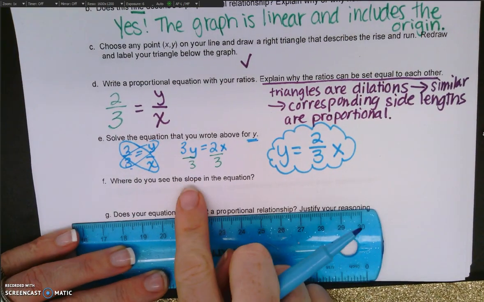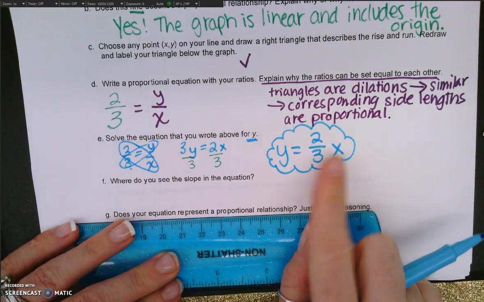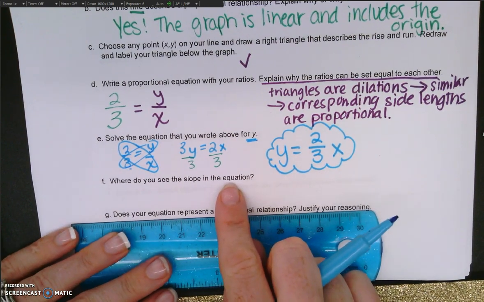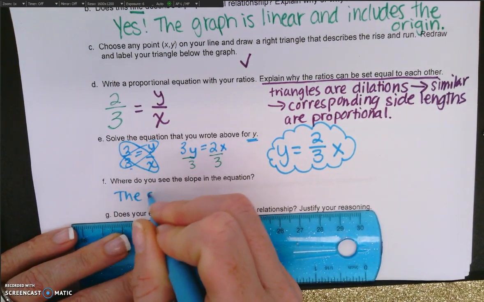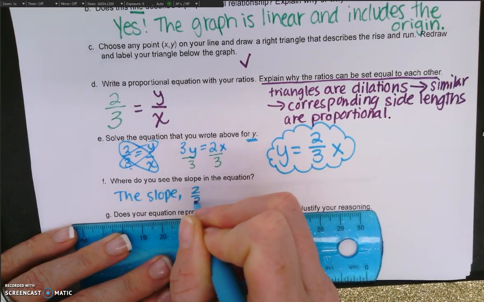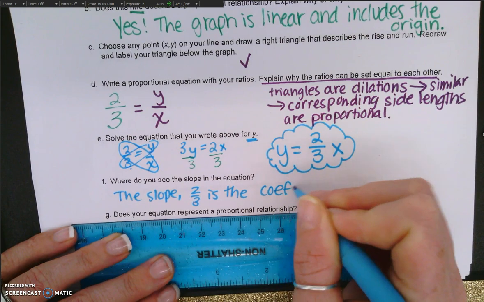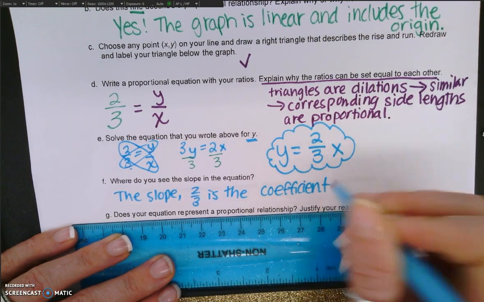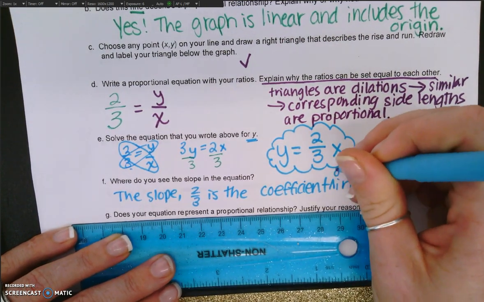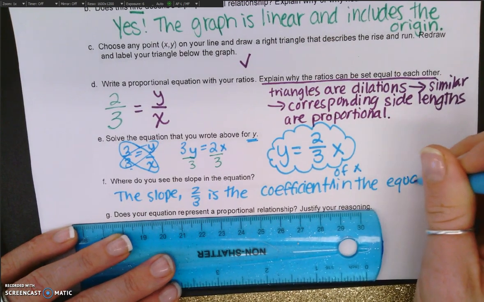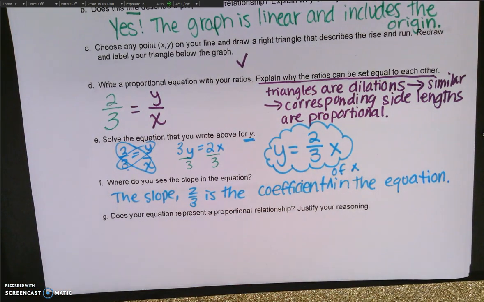Where do you see the slope in the equation? Well, the slope was 2/3. 2/3 is the number being multiplied by x. With an equation, the right vocab word we want to use is, that's right, coefficient. The slope, 2/3, is the coefficient of x in the equation. Always read what you write. So you say what you mean, and mean what you say.